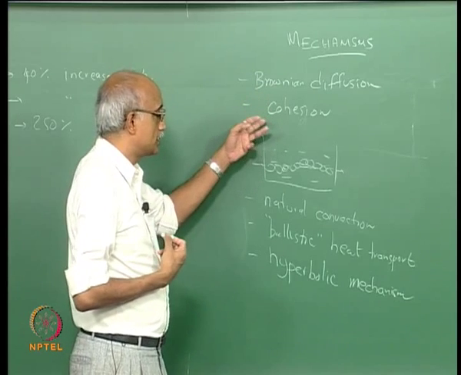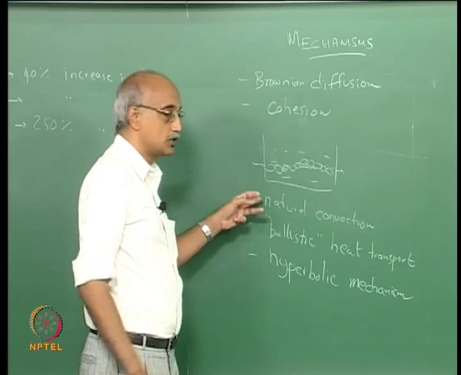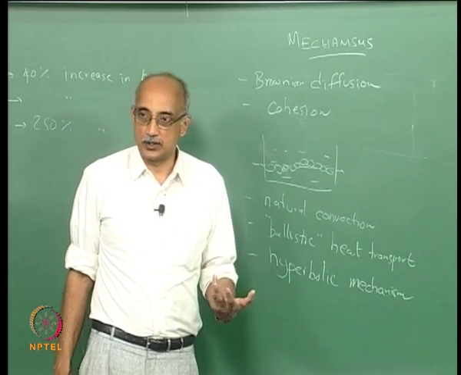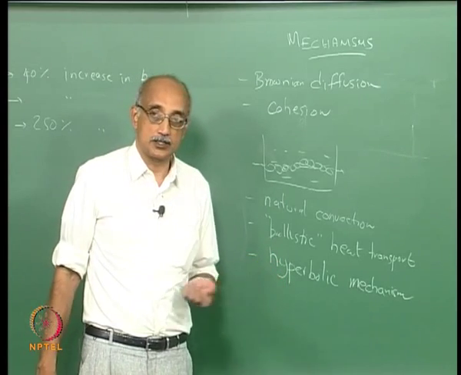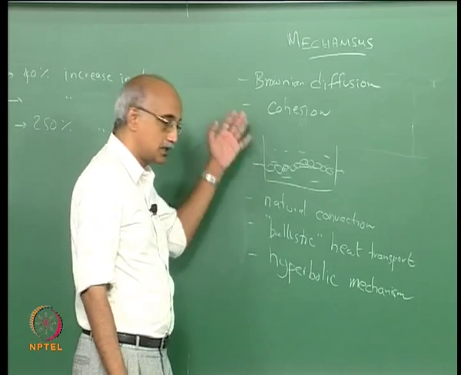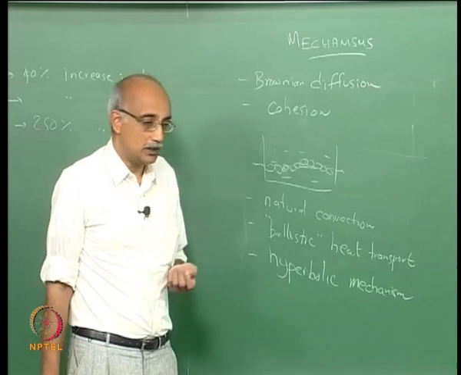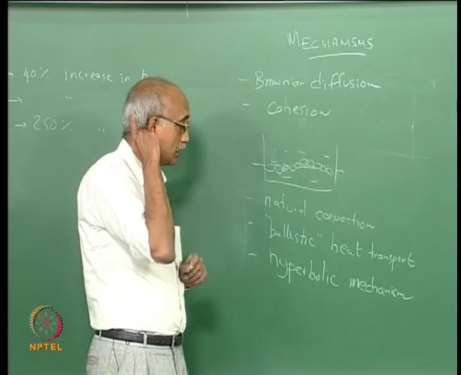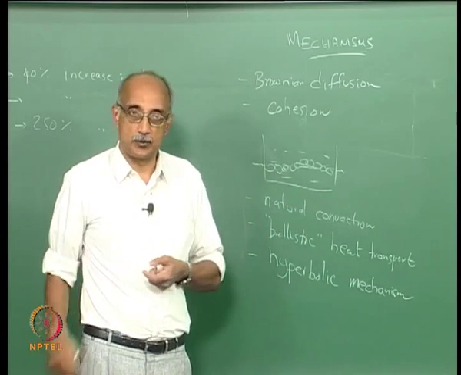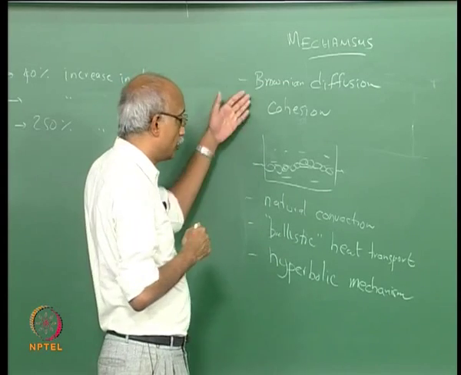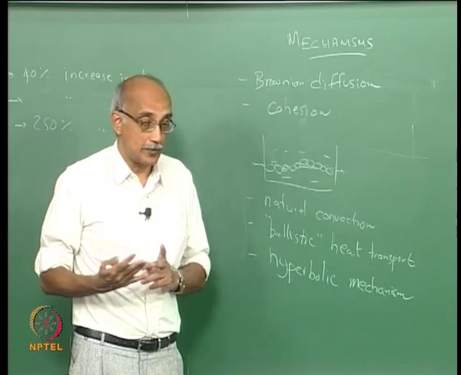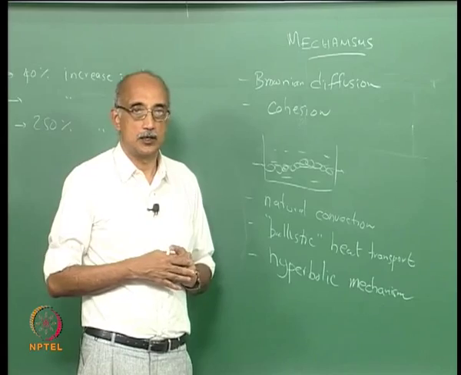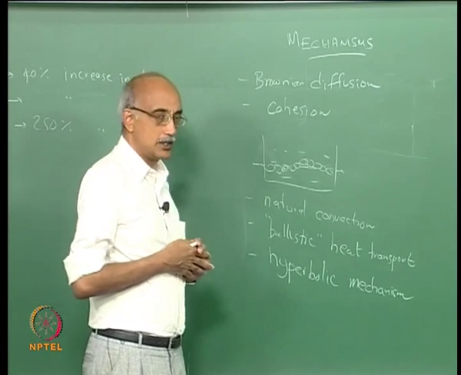Brownian diffusion leads to cohesion. Brownian diffusion plus cohesion leads to natural convection. All of these processes together result in the ballistic behavior. And finally, the hyperbolic mechanism is one that is somewhat disconnected with the rest of them. But again, the only way to prove whether this mechanism is prevailing or not is to prevent all of these from happening. You know, somehow freeze the fluid so that we know for a fact that these mechanisms are not happening, and then try to see if there is still a significant increase in the thermal conductivity. Not easy to do.